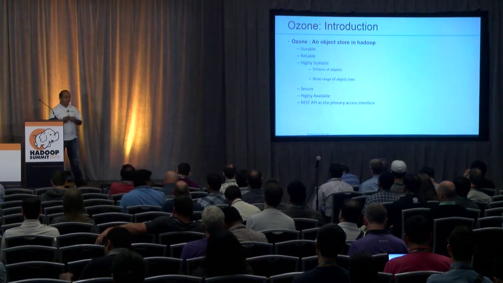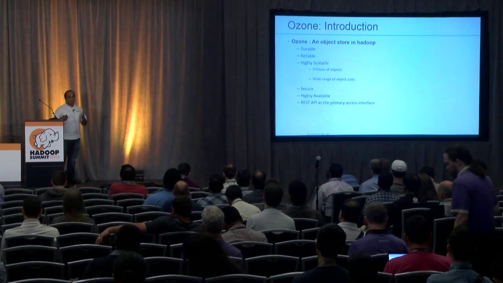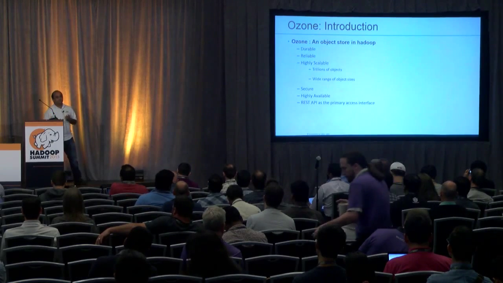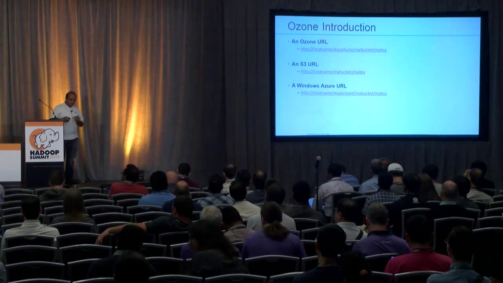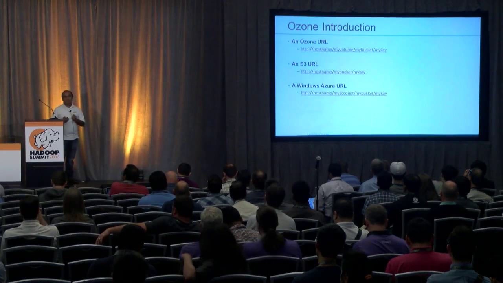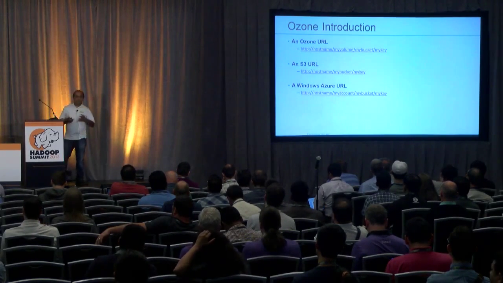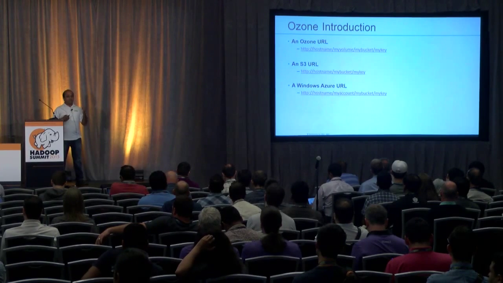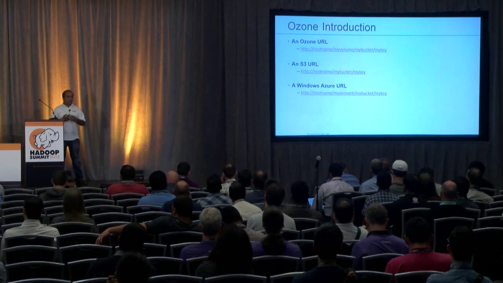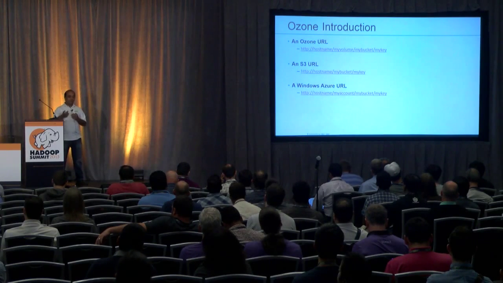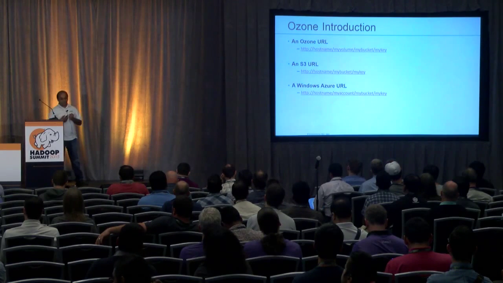So what would Ozone really look like? If we compare it with other public clouds like S3 or Windows Azure, an Ozone URL will look like a host and port authority followed by a volume, a bucket, and a key. S3 has only a bucket and a key. There's no notion of volume there. In the Windows Azure URL, we see some notion of account. Now, Ozone looks very similar to Azure here, but there are some subtle differences, but many commonalities.